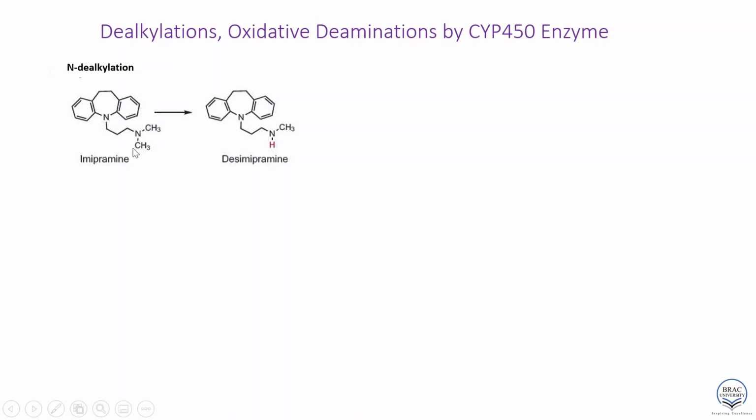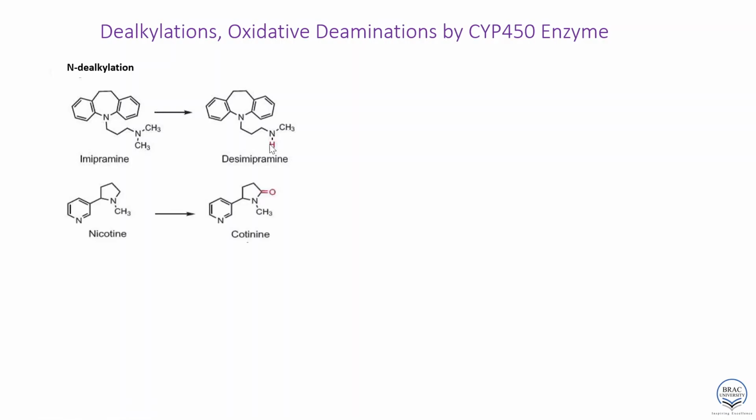So where the alkyl group is present on the nitrogen, the nitrogen is subject to reduction, and this CH3 alkyl group is subject to oxidation. So this dealkylation means this CH3 is removed, and subsequently further oxidation will remove this second alkyl group.